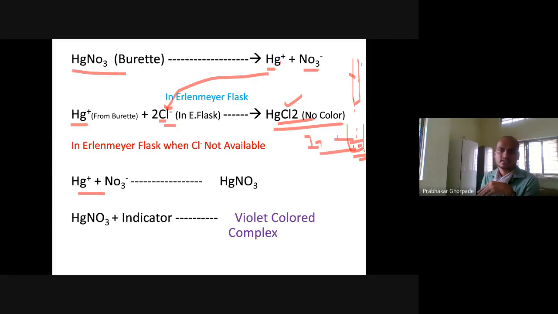No chloride is there. So this mercuric nitrate will now come directly into this flask, and we have mercuric nitrate present. Now this mercuric nitrate can combine with this indicator, and we can have the violet color complex. This color intensity we can measure, and for this we have to measure how much mercuric nitrate we have used, in comparison to the reference.